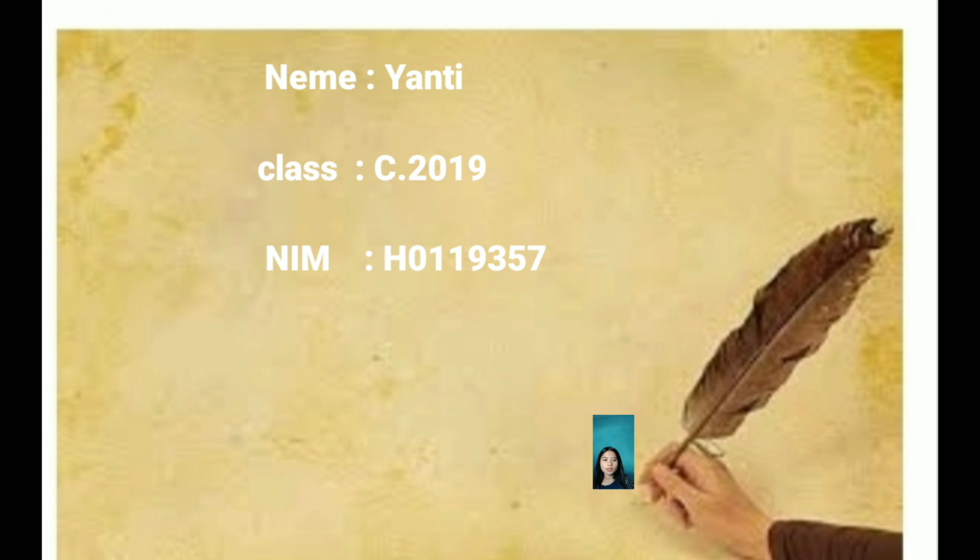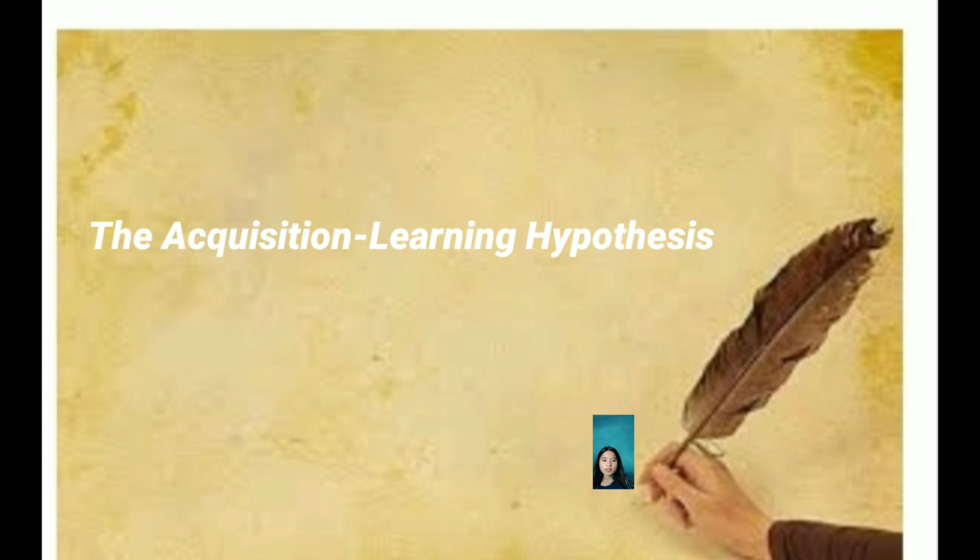Okay, in this video I will explain about the theoretical model, 5 hypotheses. The first hypothesis is the acquisition learning hypothesis. This hypothesis claims that adults have two distinct ways of developing competence in a second language. The first way is via language acquisition, that is by using language for real communication. Language acquisition is the natural way to develop linguistic ability and is a subconscious process.